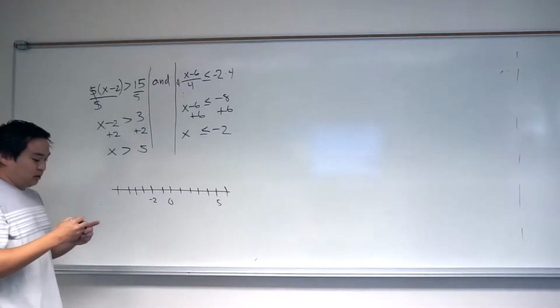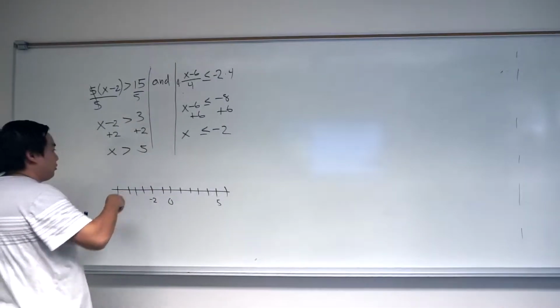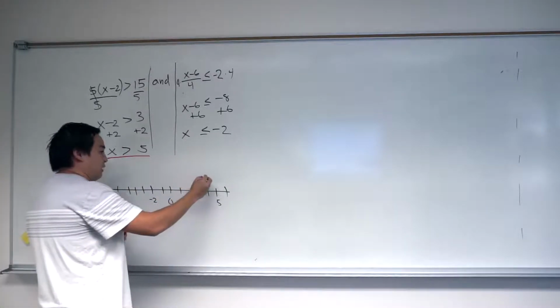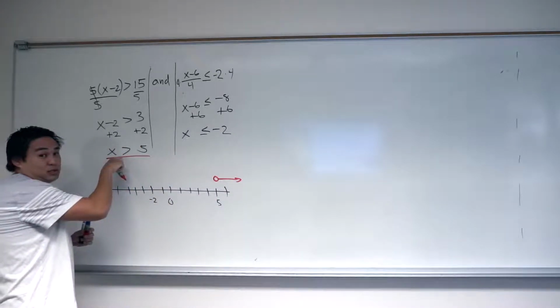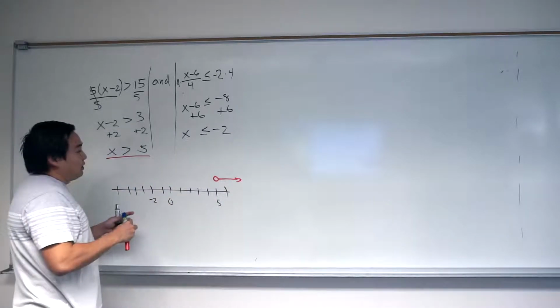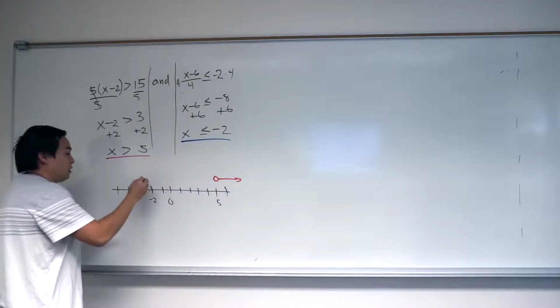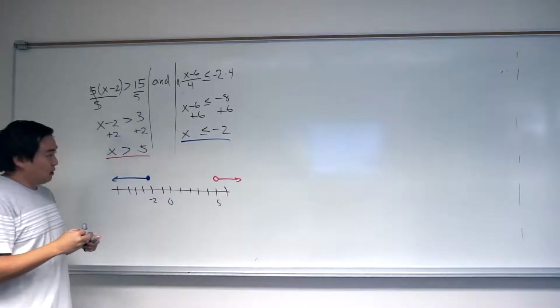The first one on the left-hand side is x is greater than 5. So the red one is going to be greater than 5. Not a closed circle because there's no or equals to. And then the right one is going to be the blue one. And this one is closed because of the equal sign.